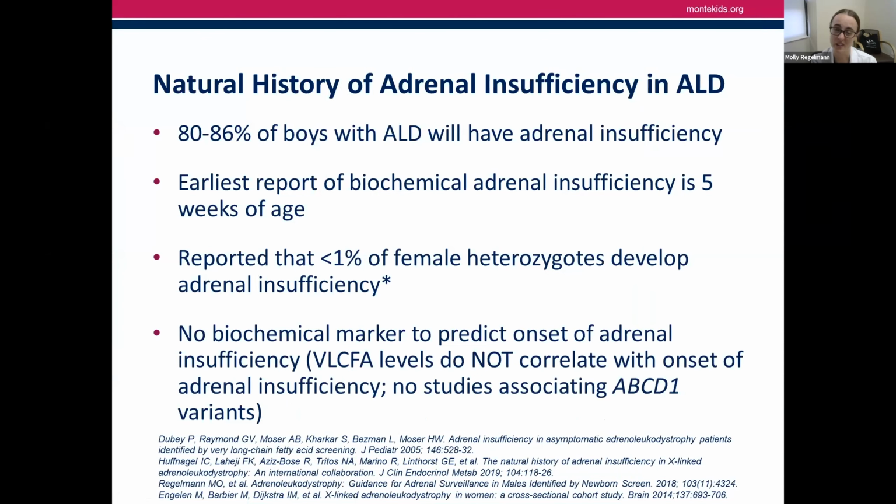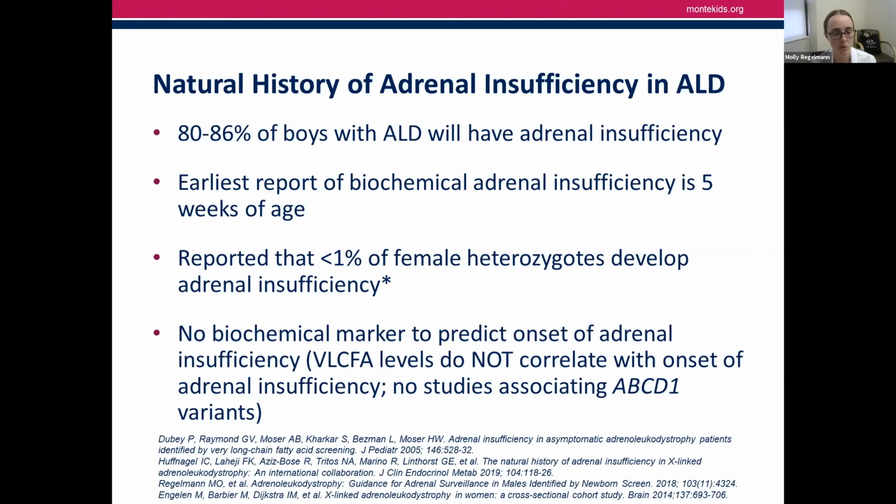So what do we know about adrenal insufficiency and ALD? From the two studies that I'm going to present, we think that somewhere around 86% in the other study, but up to 90% of boys will develop adrenal insufficiency in their lifetime. The earliest report that we have currently of biochemical evidence of adrenal insufficiency is 5 weeks of age. We think that females who are heterozygous for ABCD1 mutations have rates of adrenal insufficiency of less than 1%, but there are reports out there of women having adrenal insufficiency.